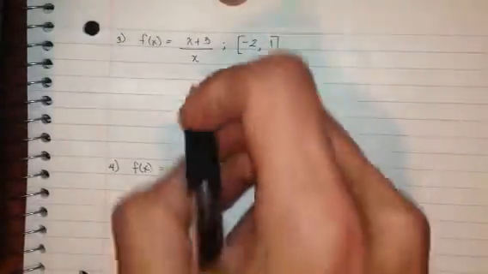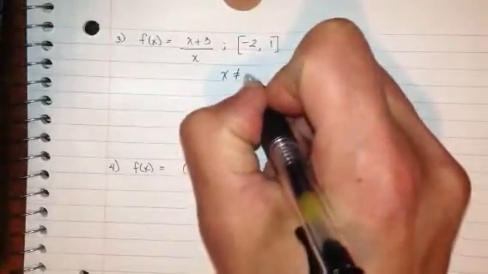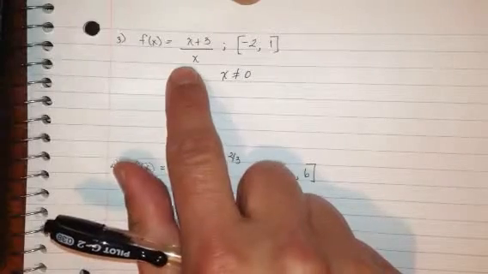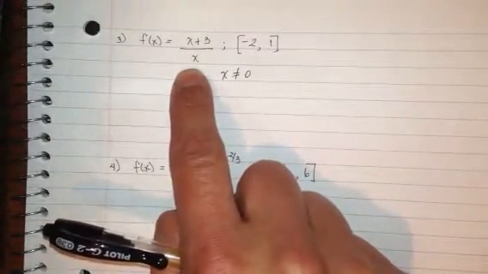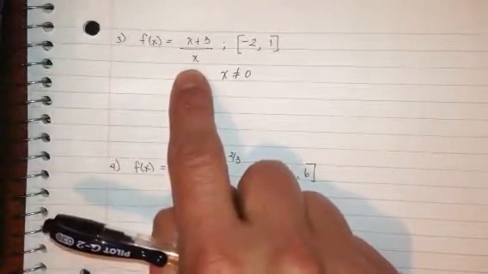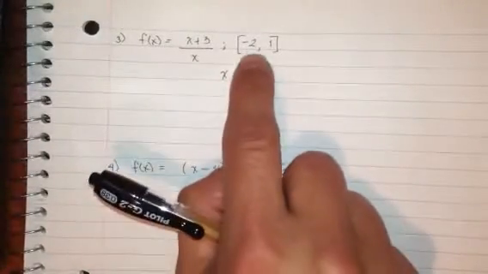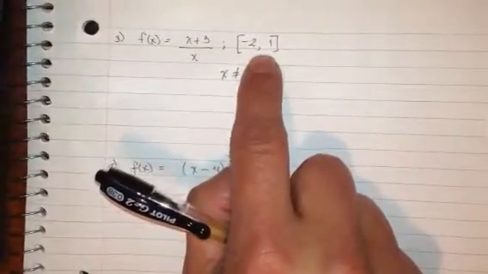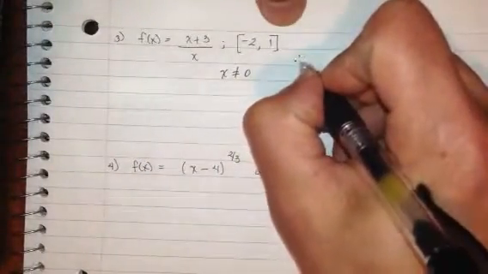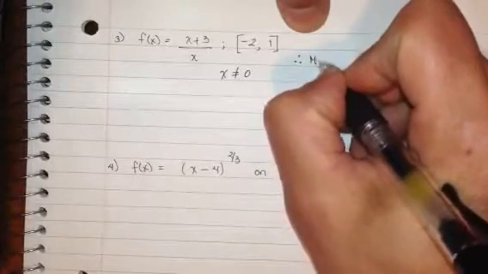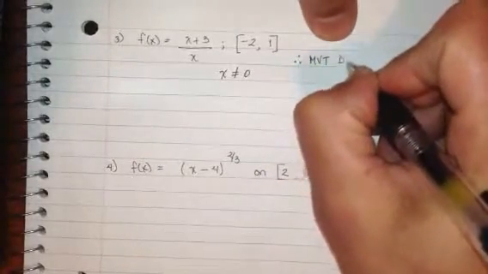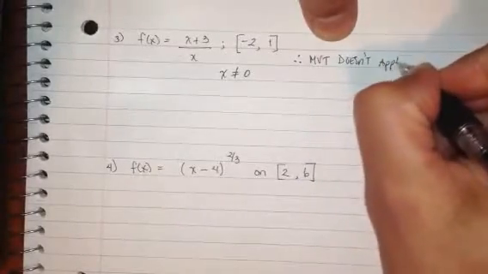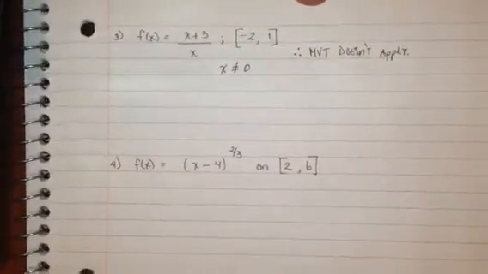There's a problem though. X cannot be equal to what? 0. Okay. Why? Because we can't divide by 0, it'd be undefined. This is a rational function. You notice it'll have a vertical asymptote at x equals 0. You look at here, between -2 and 1. 0 is right in between there. So what does that mean? Okay, the mean value theorem does not apply. Okay, there is no c.